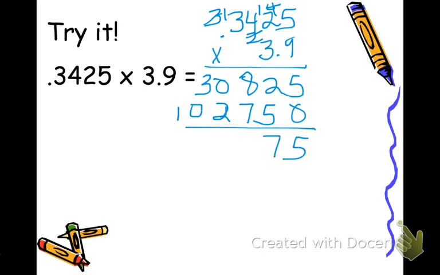Adding these together. And in this problem, I have quite a few more decimal digits. 1, 2, 3, 4, 5. 1, 2, 3, 4, 5. So my answer is 1.33575.